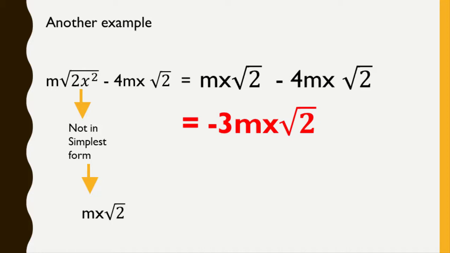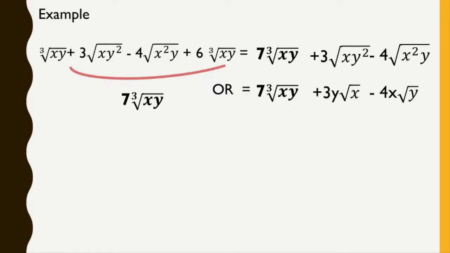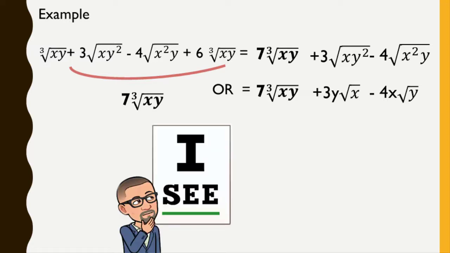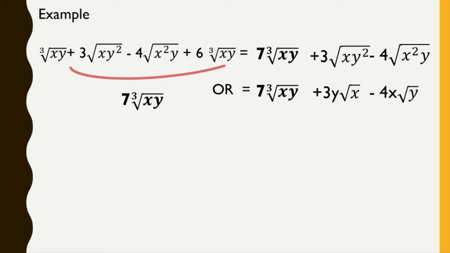There are also instances that you can't combine all given radicals. Example, cube root xy plus 3 square root xy squared minus 4 square root x squared y plus 6 cube root xy. As you can see, only the first and the last term are similar. So combining this will result to 7 cube root xy. Then simply put the other two terms.